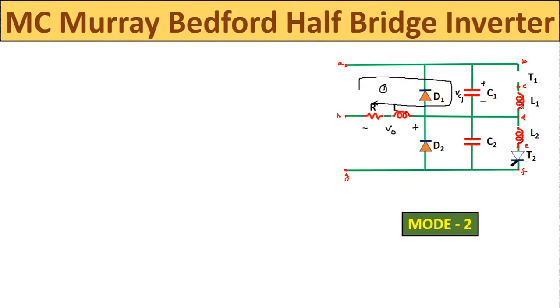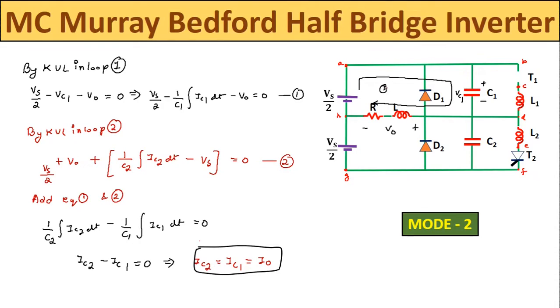Now we will derive one equation here. First we will apply KVL in this first loop. The voltage across C1 is taken as VC1, so we will get Vs by 2 minus VC1 minus V0 voltage is equal to 0. We know the equation of the voltage across the capacitor, it will be equal to 1 upon C1 integration of IC1 dt. So we will get this type of equation. Let this be equation number 1.